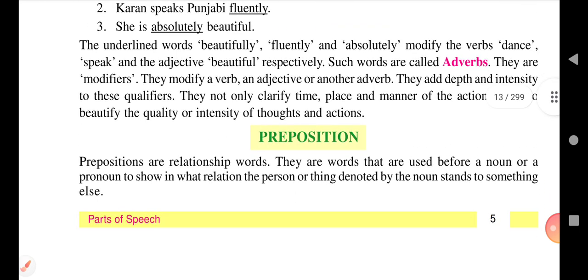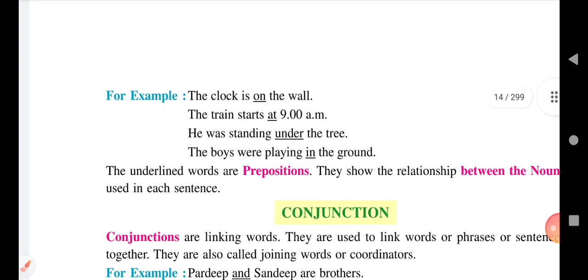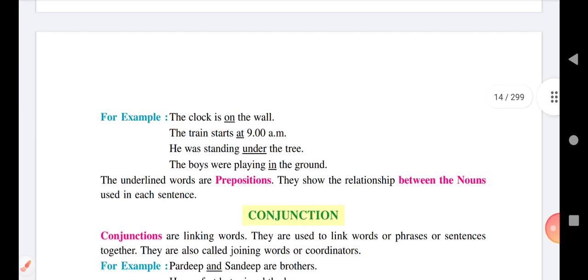Preposition. Prepositions are relationship words. They are words that are used before a noun or a pronoun to show in what relation the person or thing denoted by the noun stands to something else. For example, the clock is on the wall. The train starts at 9 a.m. He was standing under the tree. The boys were playing in the ground. The underlined words are prepositions. They show the relationship between nouns used in each sentence.